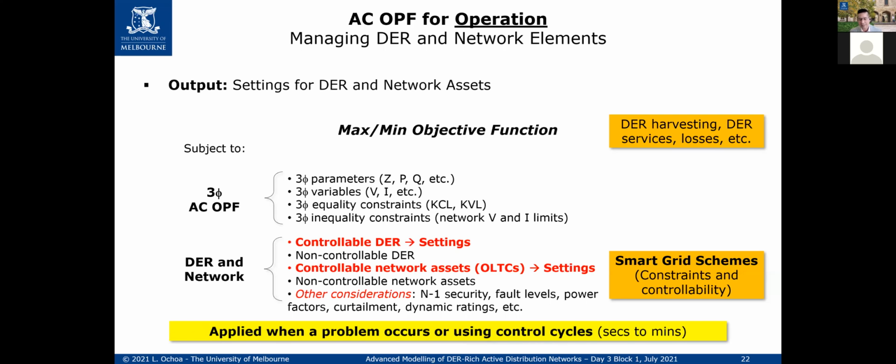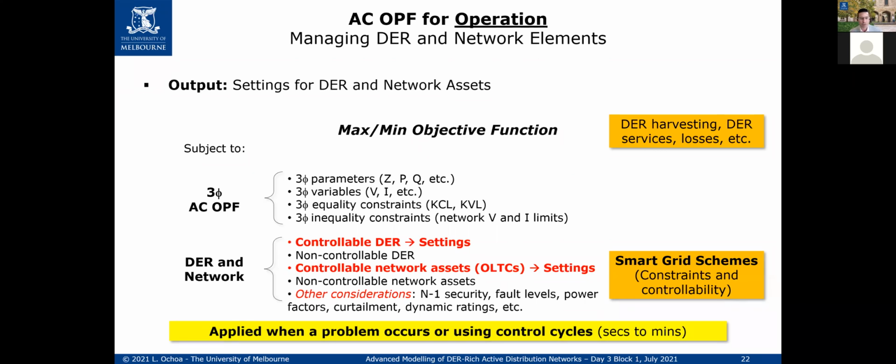You will have controllable network assets, for instance, the LTCs or capacitor banks, and again, that's where you want the settings for. You will have non-controllable network assets as well. And there are many other considerations that you can add, and this is where it gets bigger and bigger. You can add N-1 security constraints, for instance, fault level constraints. You can have power factors as constraints, or as part of being controllable. Curtailment as a constraint. You don't want to curtail too much, for instance. You can use dynamic line ratings. You can do so many things. The possibilities are endless. This is where you start exploring different smart grid schemes.